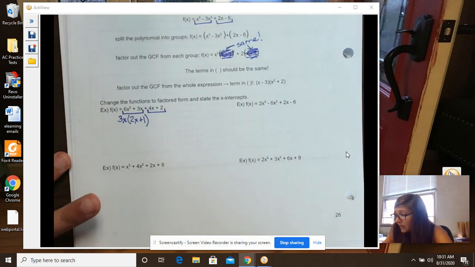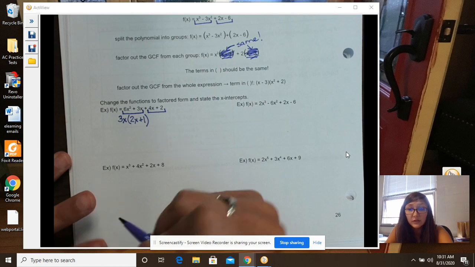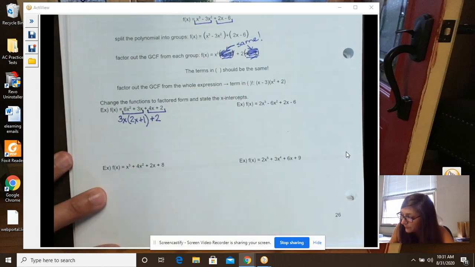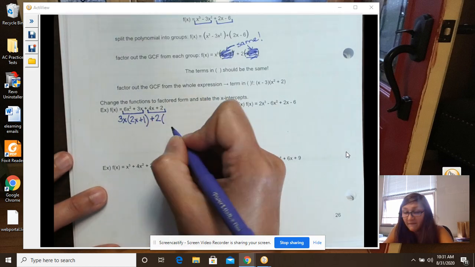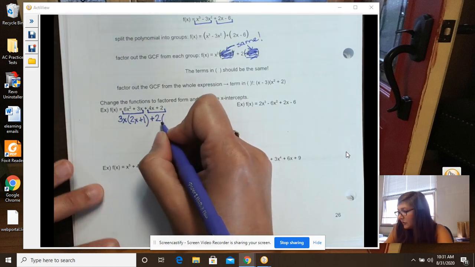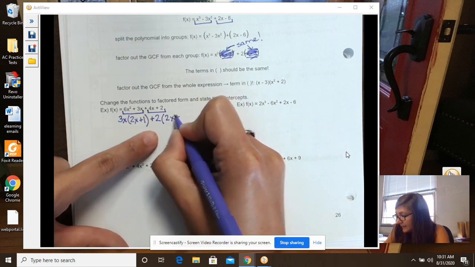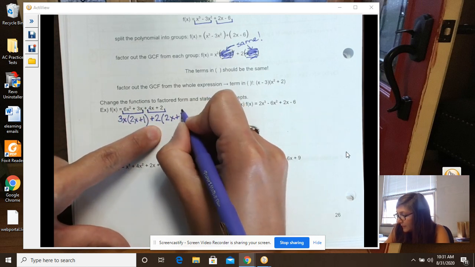4x and 2 are both divisible by 2. So that would be my GCF there. So I'm going to divide out a positive 2. So when I factor out or divide out that positive 2, I would be left with 2x plus 2 divided by 2 would be 1.